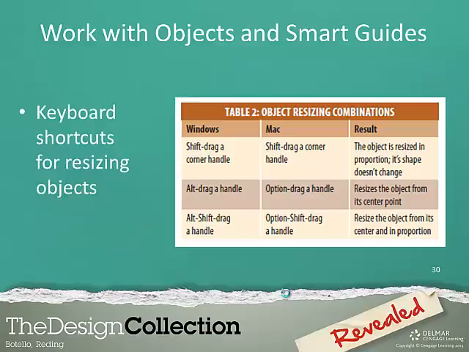Here are keyboard shortcuts for resizing your objects. If you hold down Shift and drag a corner handle, the object is resized in proportion and its shape doesn't change. Alt and drag a handle resizes the object from its center, and Alt Shift drag a handle resizes the object from its center and in proportion.